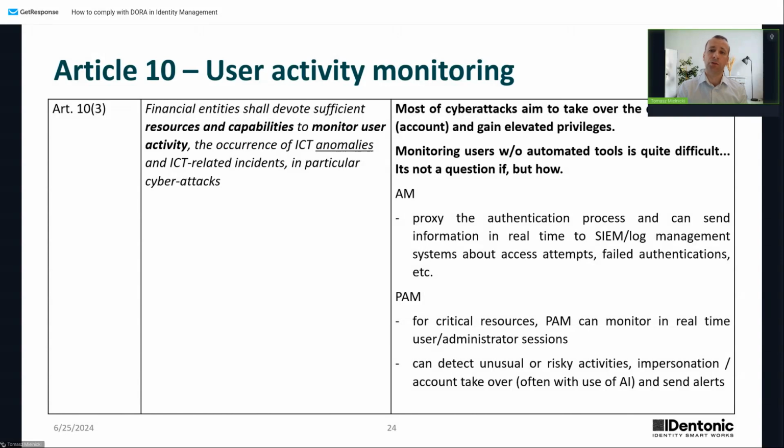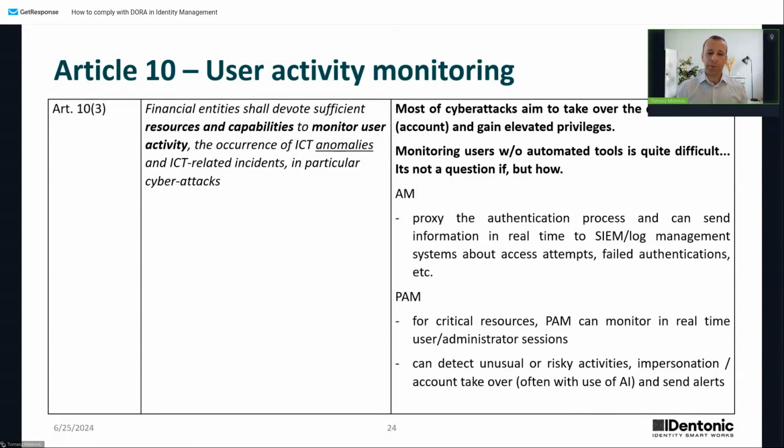So I would say it's not a question of whether you need automated tools to detect such anomalies, but how to do that and what tools to choose that are sufficient for your use cases. It can be access management, especially privileged access management to monitor critical resources, because that's where the risk is the highest. PAM solutions, for instance, proxy the sessions, they proxy the access to critical resources. That's what they are designed for.